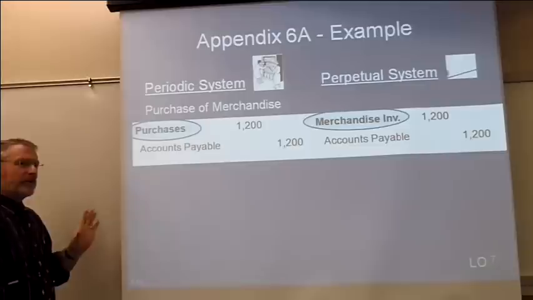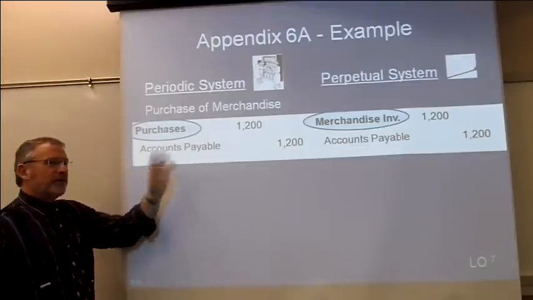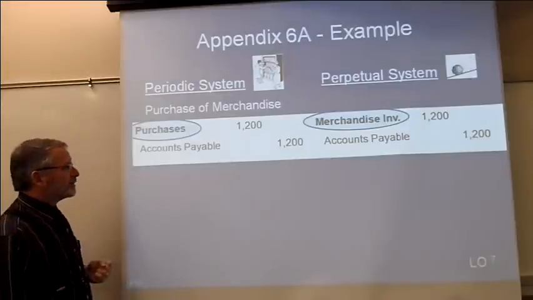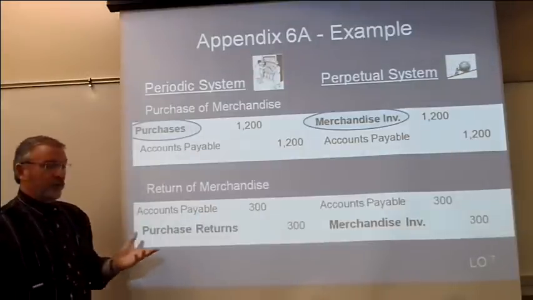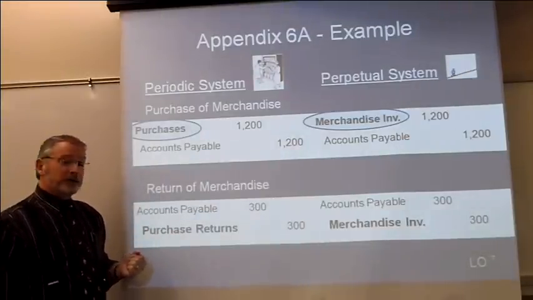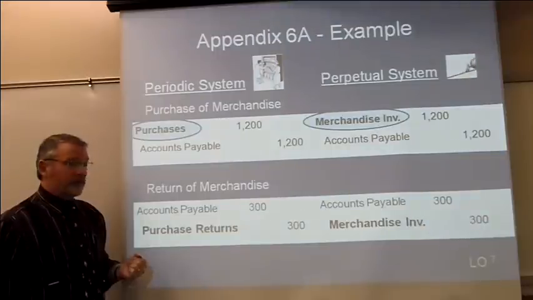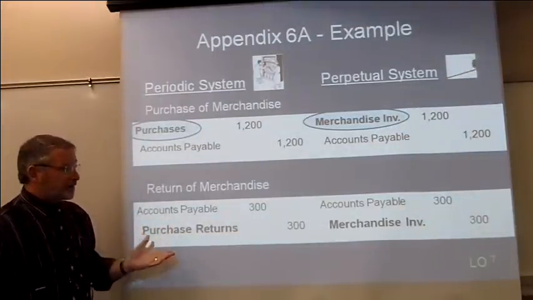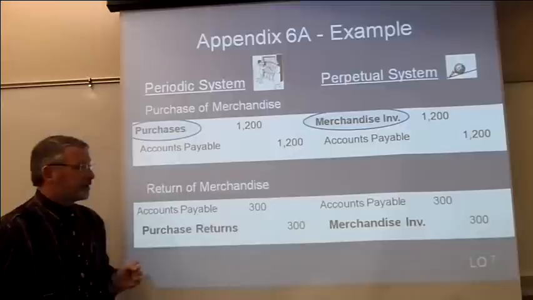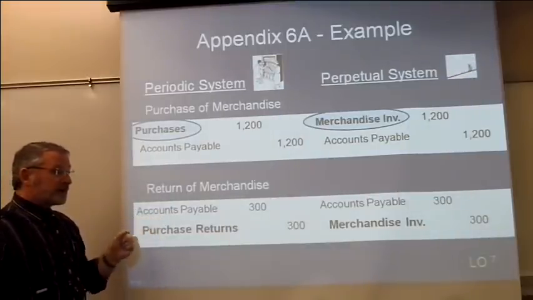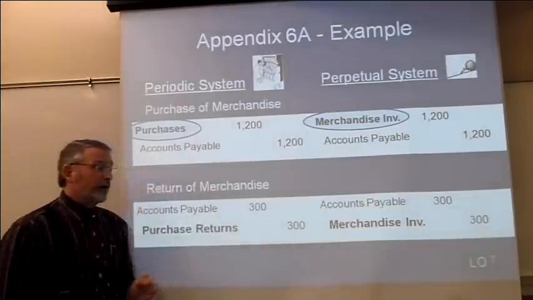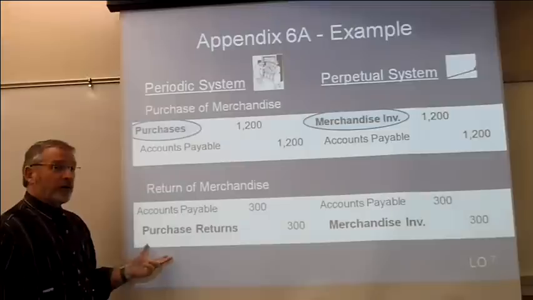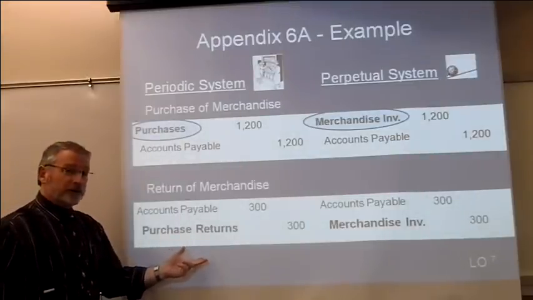As we do this little comparison entry, you'll see some similarities and some differences in the accounts. For instance, if we return some merchandise to whoever we bought it from, we would see a reduction of our accounts payable, much as we do under the perpetual system. But in the periodic system, we don't update inventory as we did in the perpetual system. We record it in an account called purchase returns.